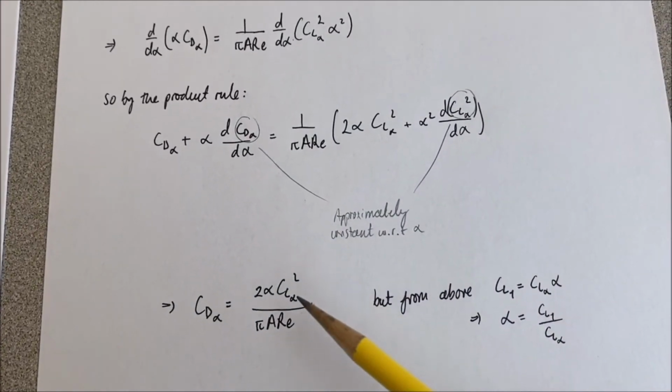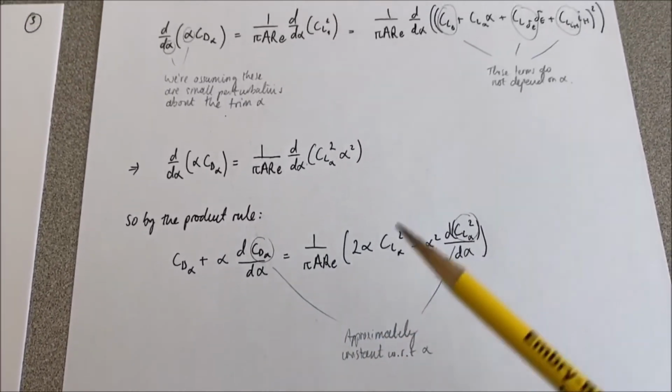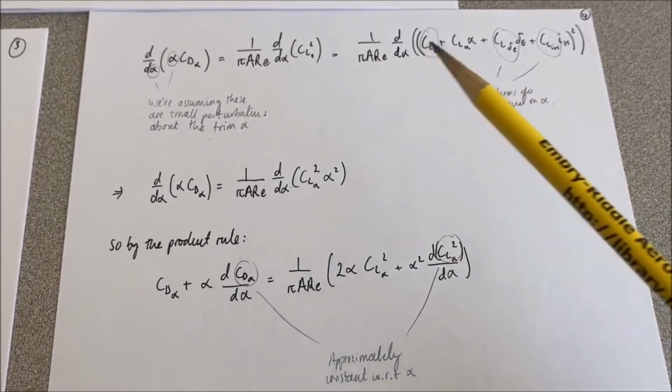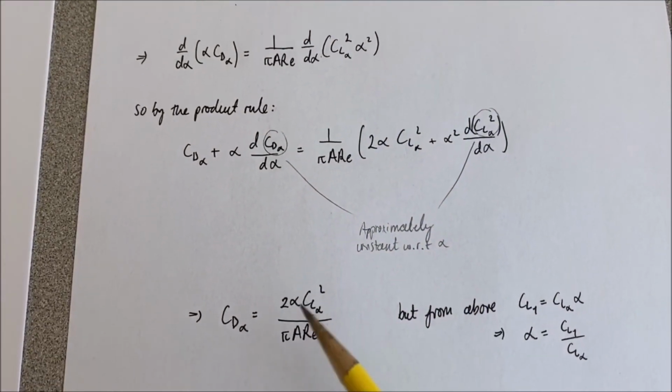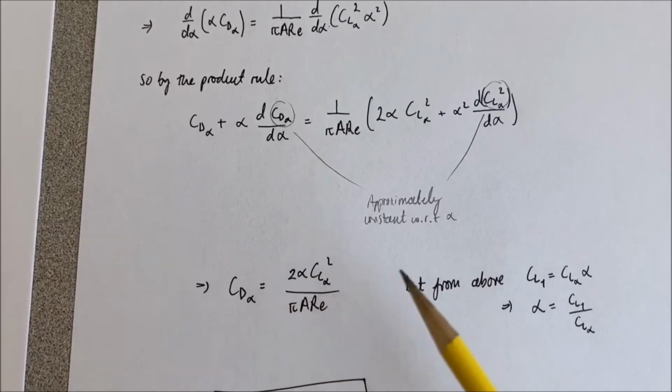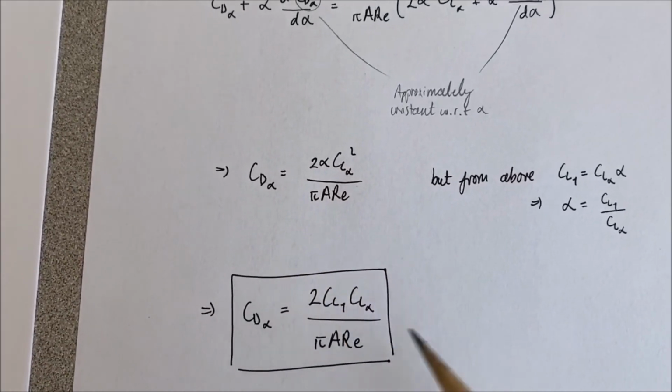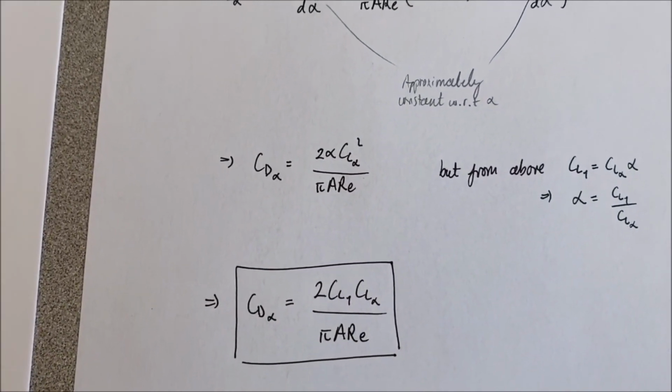And finally, just using the equation that we had up here for CL1, we can rewrite this thing, eliminating alpha, to get this neater expression for CD alpha.